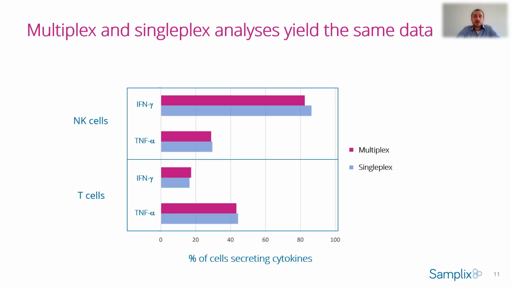So this is a graph showing you that we can perform these assays both in singleplex, looking at one cytokine, and also in multiplex. So here we have looked at NK cells and T cells activated, and looked at both TNF-alpha and interferon gamma. And as you can see here, there's basically no difference in the level of detection, irrespective of whether we do singleplex analysis or multiplex analysis.